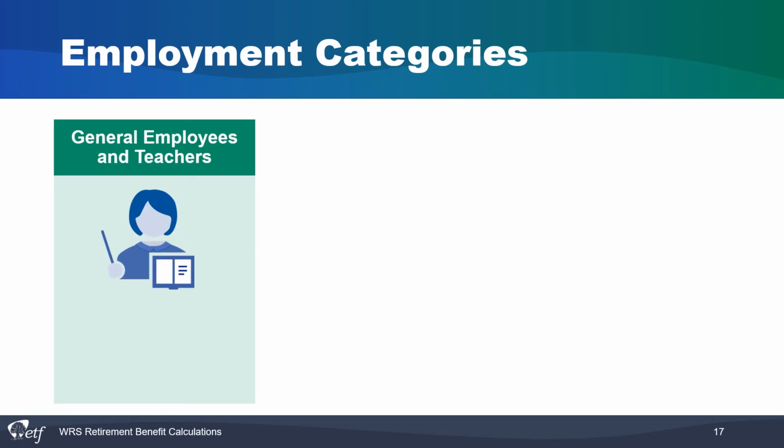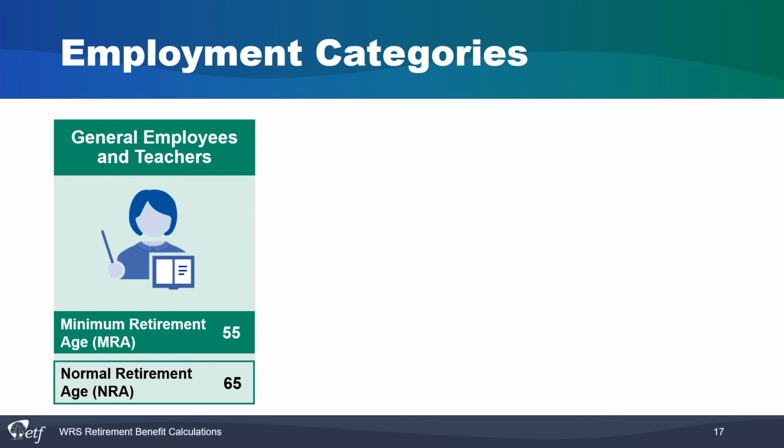Another key factor to consider when looking at the age reduction factor is your employment category. What employment category you are in also affects your minimum retirement age and normal retirement age. If you're in the general employees category, which includes educational support staff and teachers, your minimum retirement age is 55 and your normal retirement age is 65.